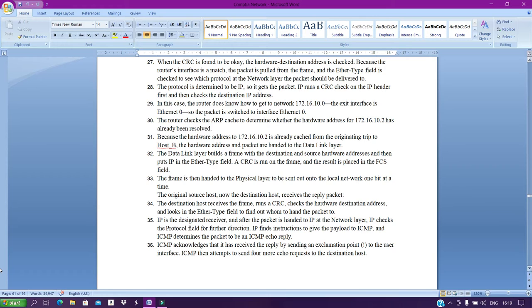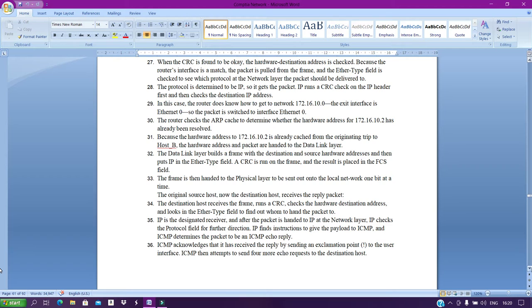Because the hardware address to 172.16.10.2 is already cached from the originating trip to host B, the hardware address and packet are handed to the data link layer. The data link layer builds a frame with the destination and source hardware address and then puts IP in the ether type field. A CRC is run on the frame and the result is placed in the FCS field. The frame is then handed to the physical layer to be sent out onto the local network one bit at a time. The original source host, now the destination host, receives the reply packet.